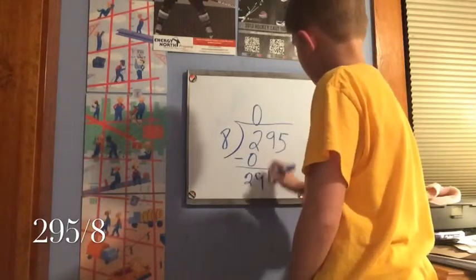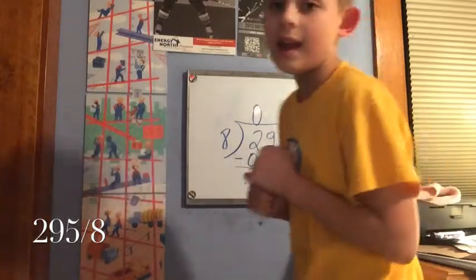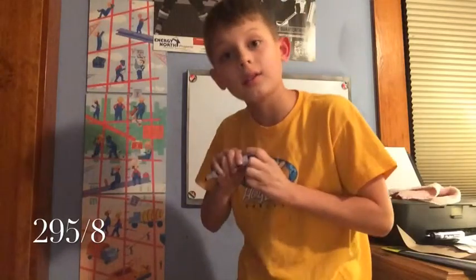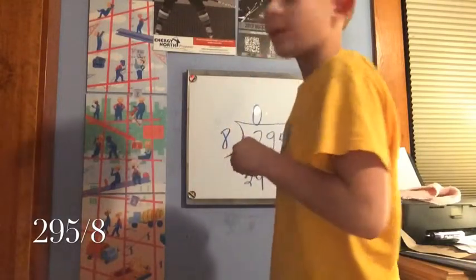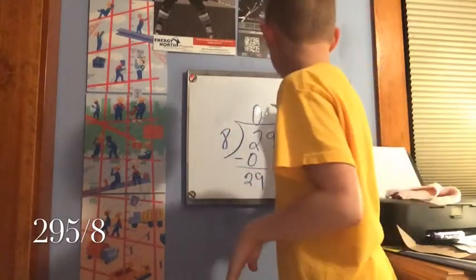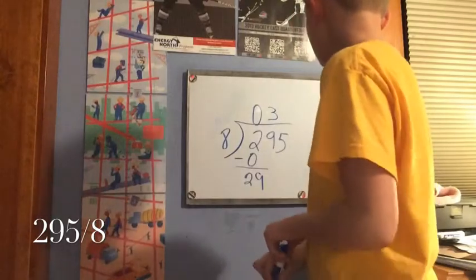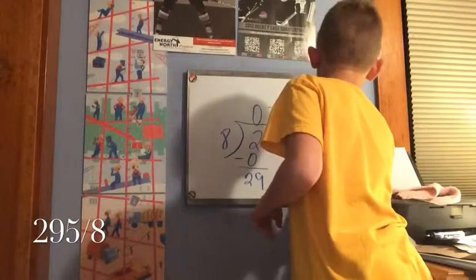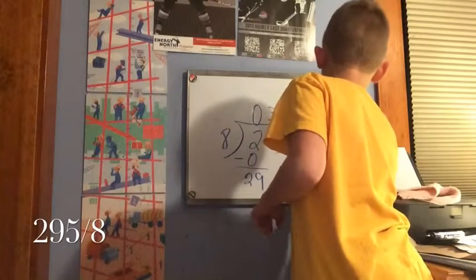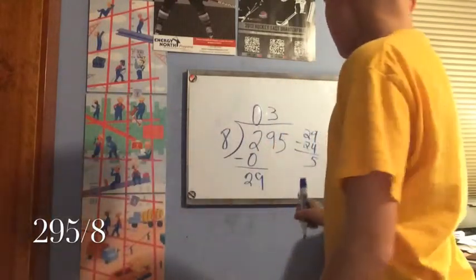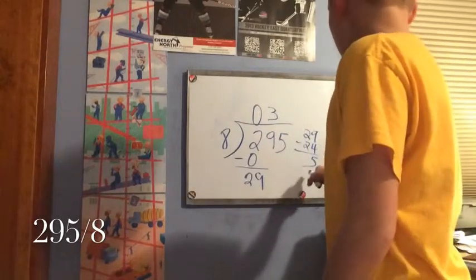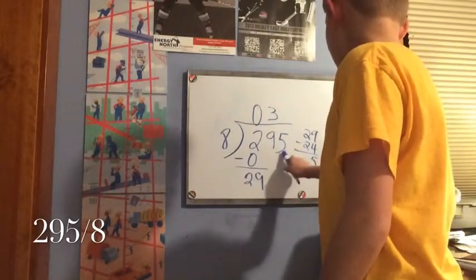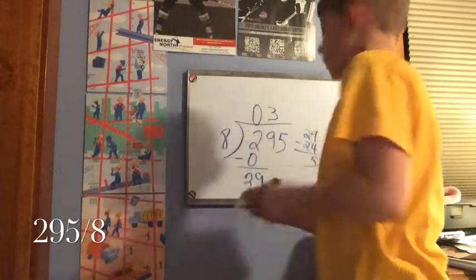So that's 29. How many 8's are in 29? Well, I know there's one 8, another 8 is 16, another 8 is 24. Can we go any higher? No, that's 3 8's. So we put 3 here. And then 3 times 8 is 24, and 29 minus 24 is 5. Then we bring down the next digit. Now that's 55. 55 into 8.